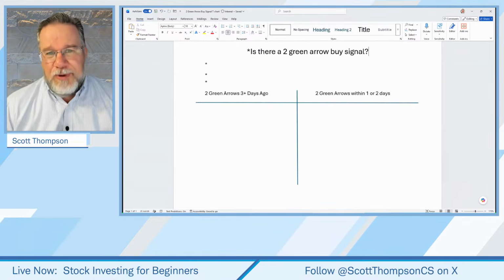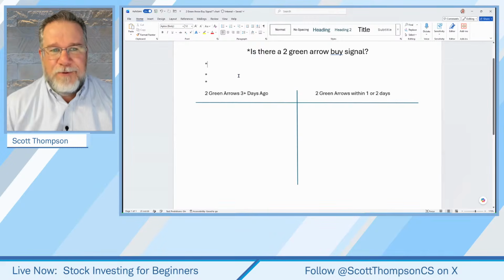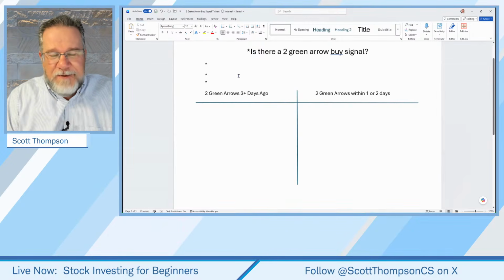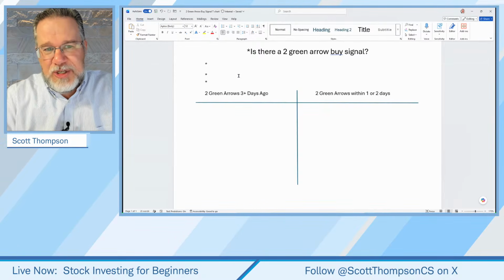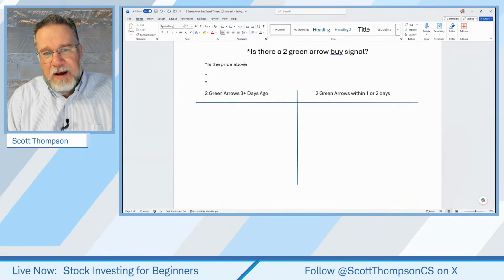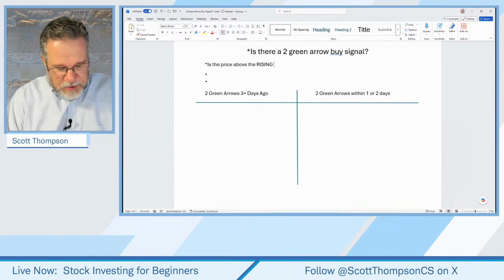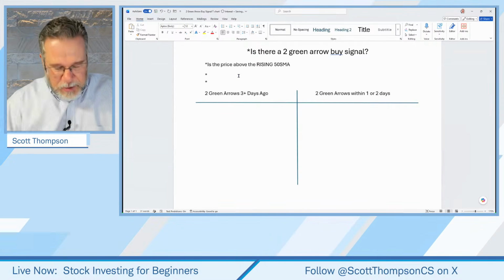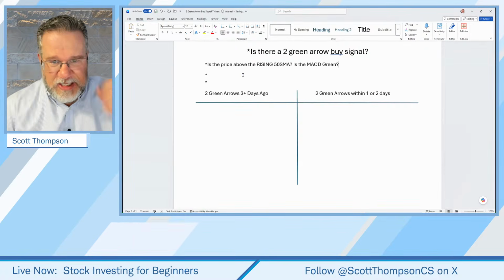So, I start off with that question. It's really simple. Is there a two green arrow buy signal? Let me define that for us. Those of you that may be new, we have two indicators that we use. We use a 50-day simple moving average and we use a MACD histogram. And so we're looking for green arrows on those. So very first thing is the price above the 50, the rising 50 SMA, simple moving average. Okay, that's question number one. And is the MACD green? So those are the questions that we want to look at.